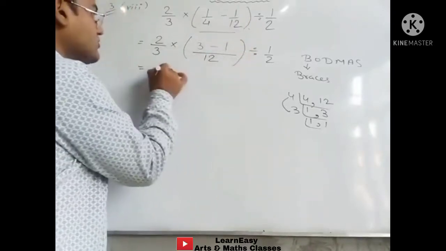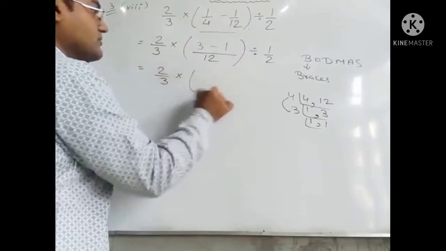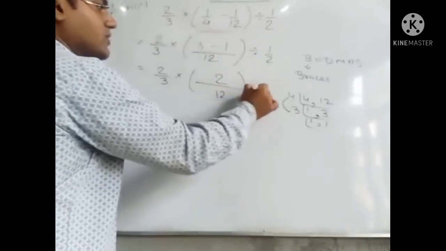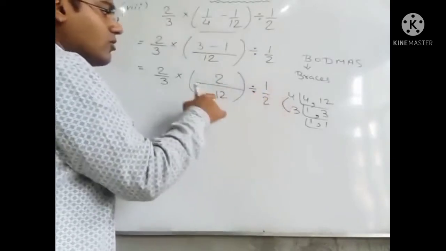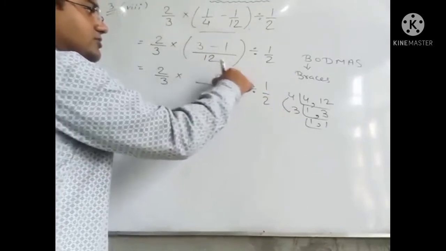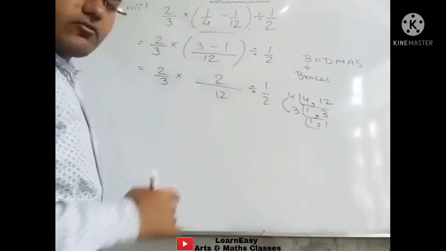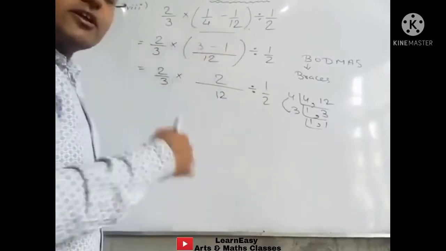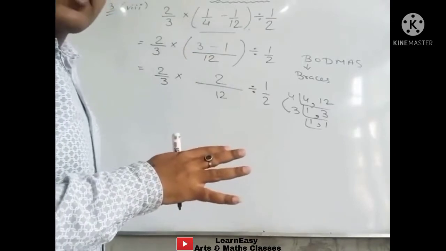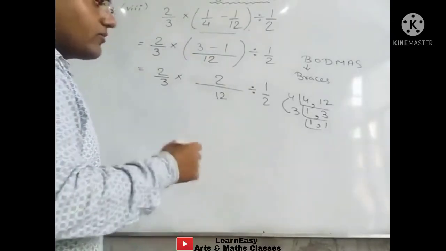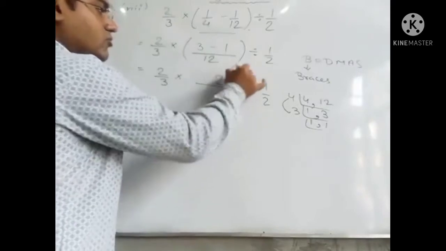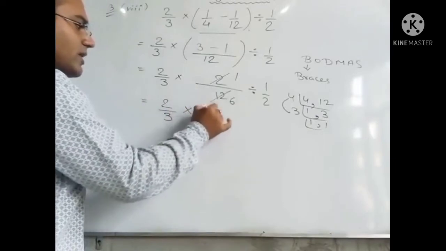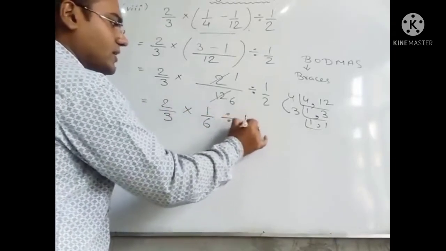Now in the next step what we will do, 2 upon 3 multiply 3 minus 1 will be 2 upon 12 divided by 1 upon 2. Now we can remove this bracket. No need to put the bracket here. Why is the bracket not needed? Because inside the bracket subtraction was there, and that subtraction we had already finished. Now what we will do? We will cancel them with the table of 2. 2 ones are 2, 2 sixes are 12. So here we are getting 2 upon 3 multiply 1 upon 6 divided by 1 upon 2.